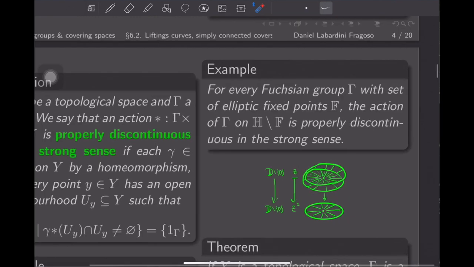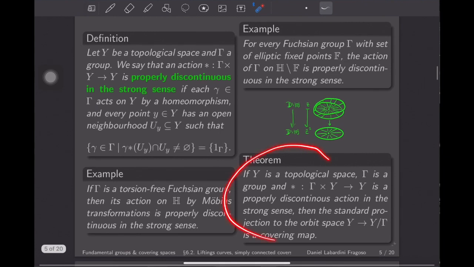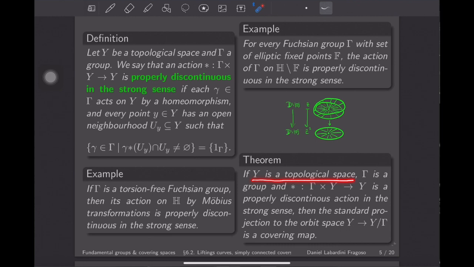So, because of the following theorem: if I have any topological space and a properly discontinuous action, then the projection from the space to the orbit space is a covering map.